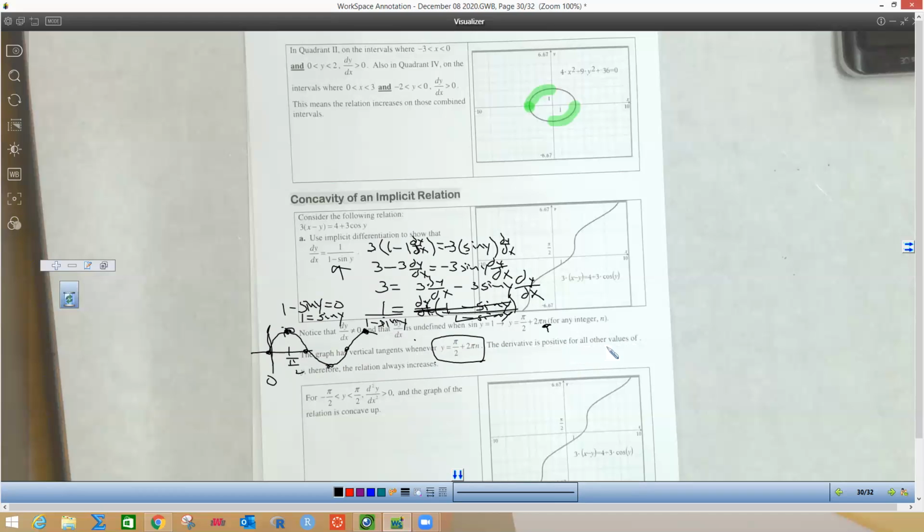Then it says the derivative is positive for all values of, I can't read that, maybe it says y, therefore the relation is always increasing. Okay, in other words, I got to read the paper because I can't see it. And I don't know when this is. There's my sheet. So let me back this up a second.